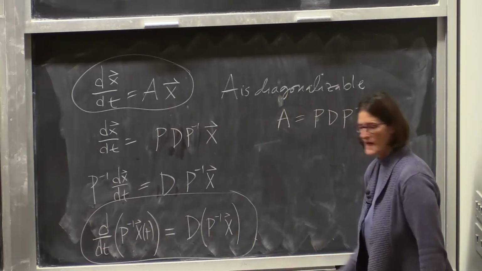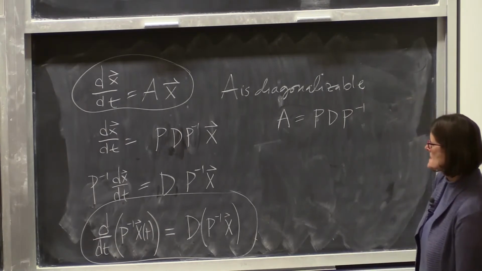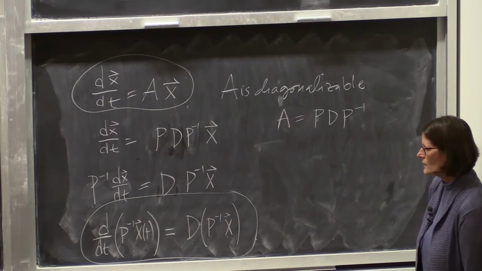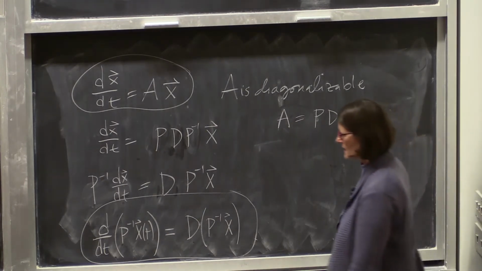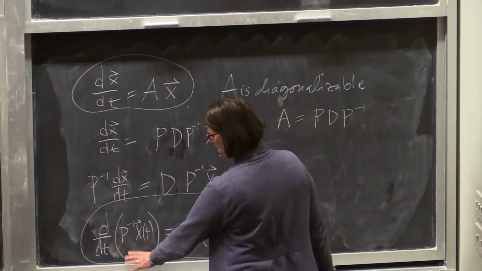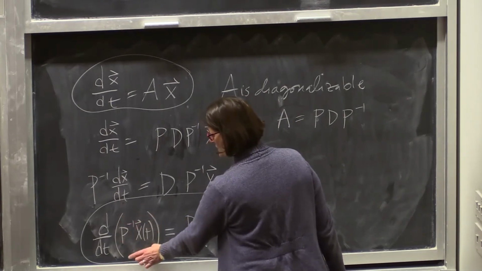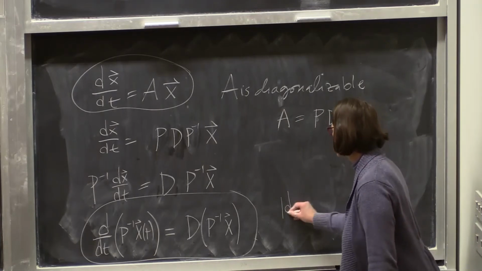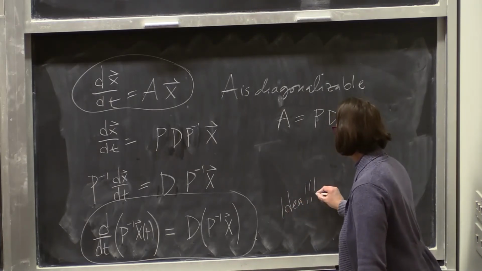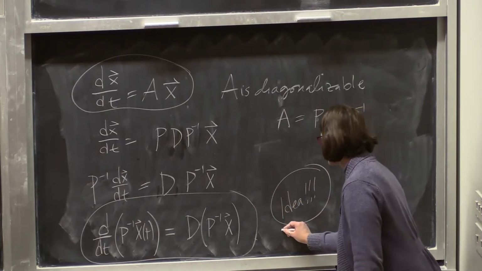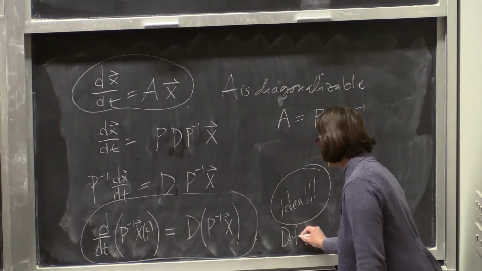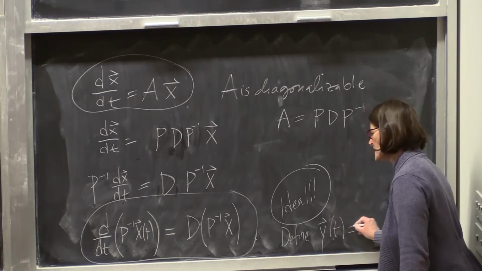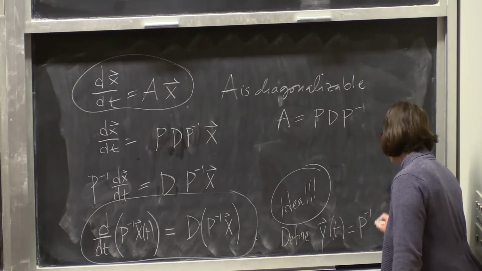So at this point, you need to have an idea. And you get desperate. You realize that if this weren't that, if this were just y of t, you would be done. So the big idea is to define y of t to be P inverse times x of t.